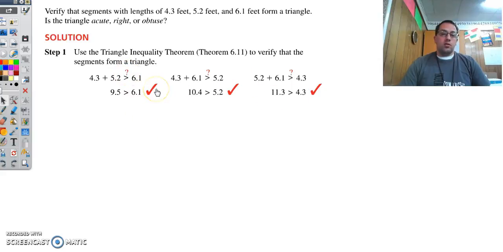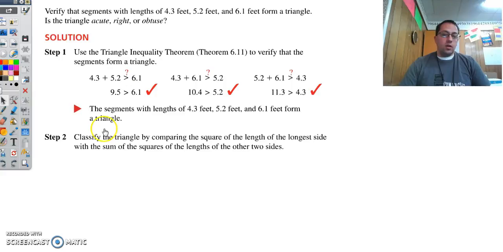All three of these are longer. This is really the only one that matters. The two short sides greater than the longest side. So let's see what kind of triangle it is. What we're going to do is use a squared plus b squared equals c squared. Remember, c squared is always the long side. So that's 6 plus 1. That's the c squared. And these are a and b. We don't care which one's which. So there it is.